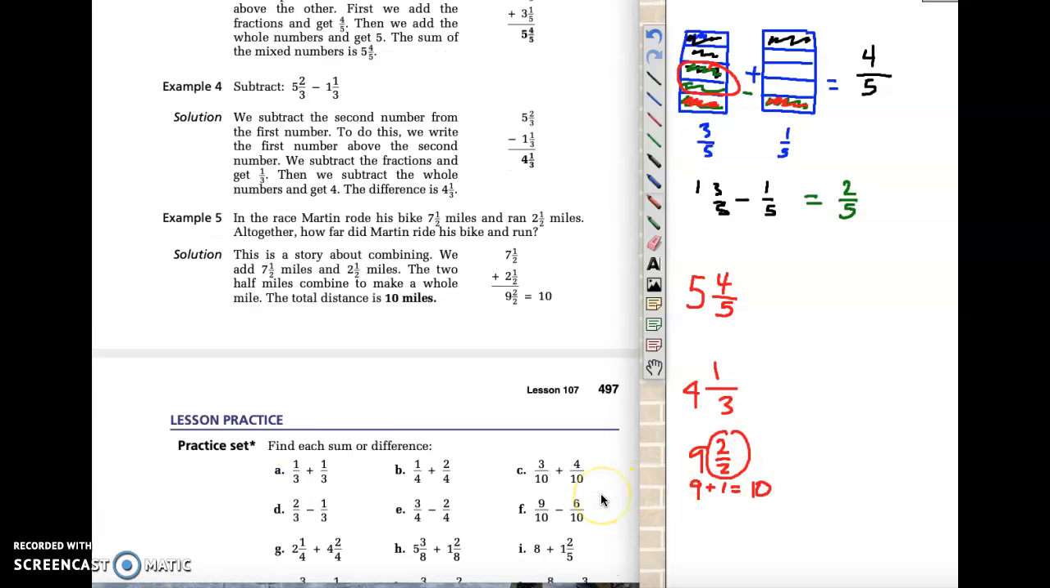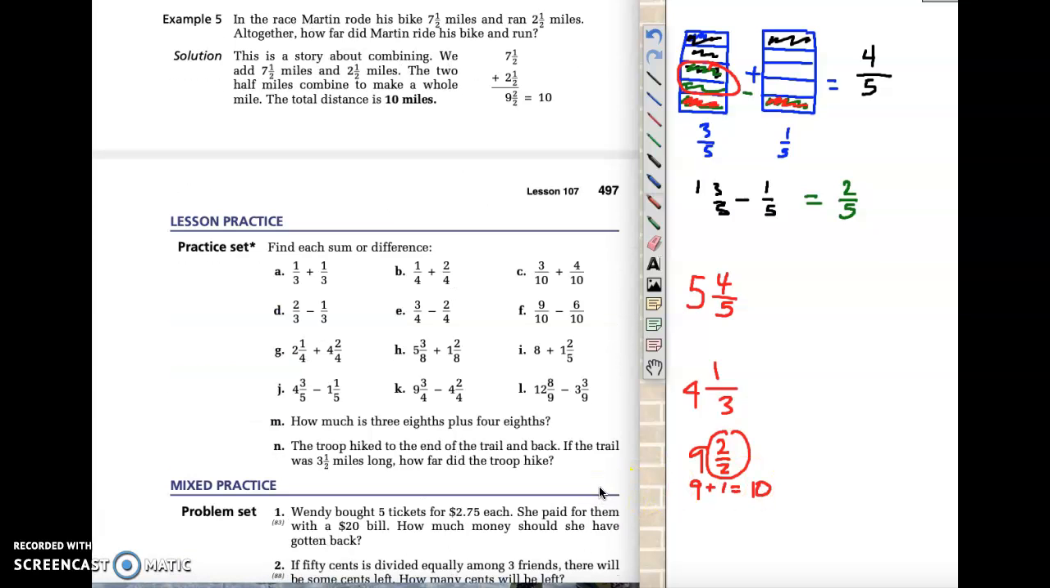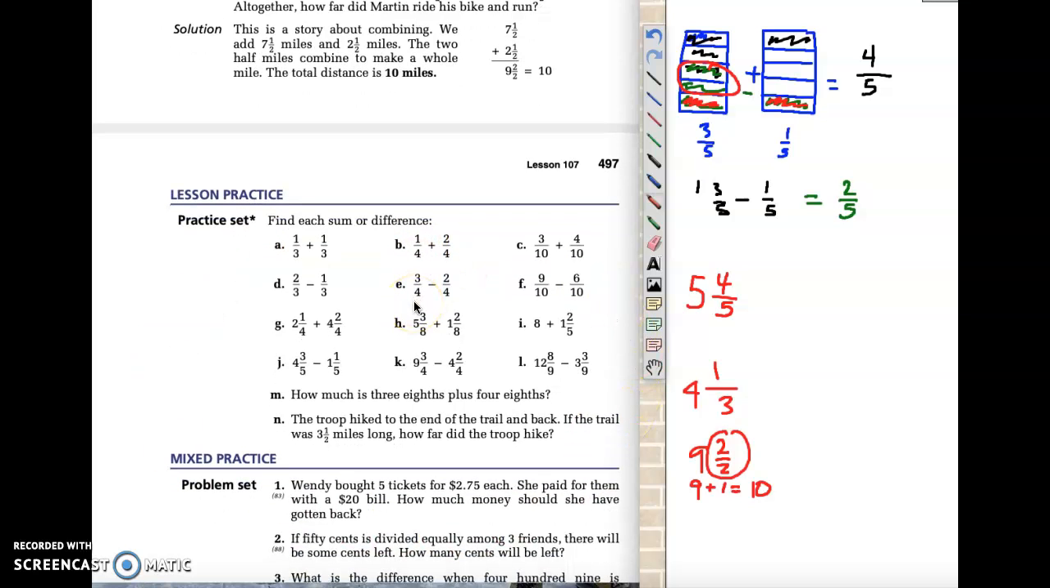There we go. All right, let's do this lesson practice now, guys. Go ahead and do A through N. Make sure that you have a parent or somebody check it to make sure that you get it all right. And when you're done, hop on over to your mixed practice.